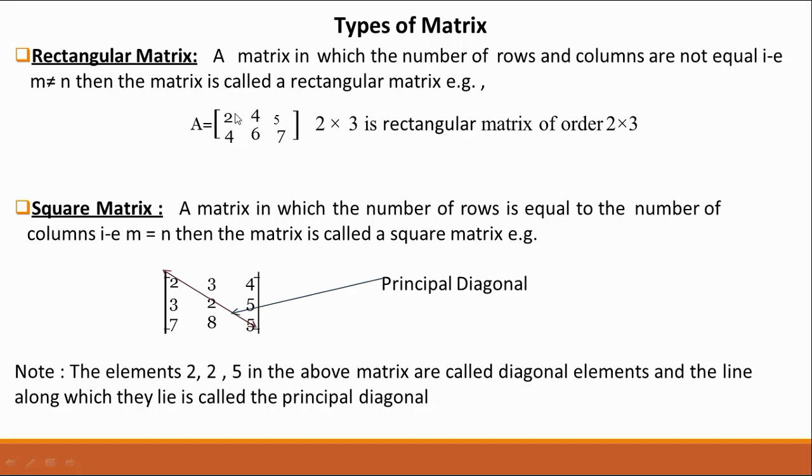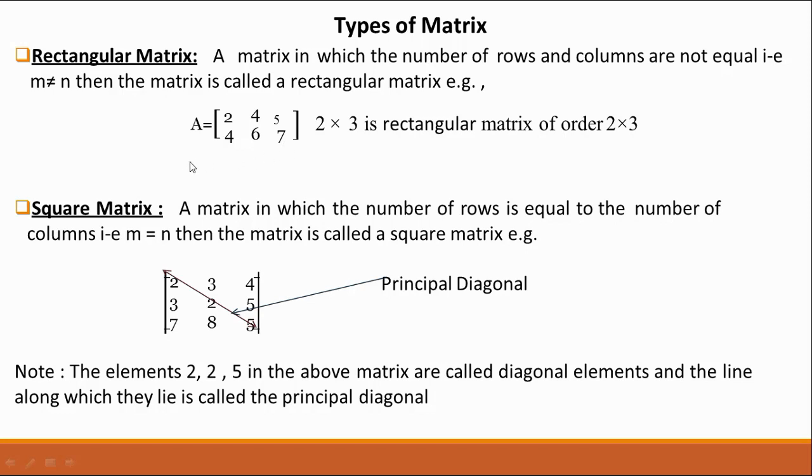For example, in this matrix, there are 2 rows and 3 columns: first column, second column, third column. So the order of this matrix is 2 by 3. From this order of the matrix, we notice that the number of rows and the number of columns are not equal. So this is a rectangular matrix.